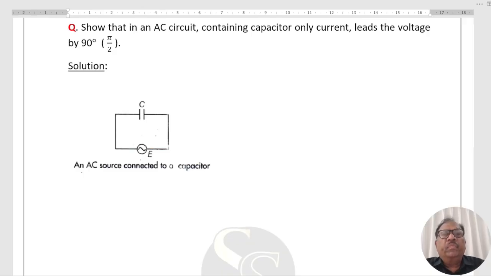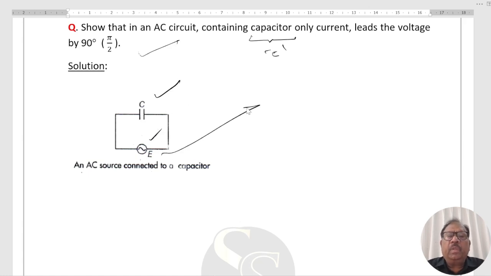Question is, show that in an AC circuit containing only a capacitor C, current leads the voltage by 90 degrees. This is the capacitor, this is the applied EMF source. The applied EMF equals E naught sin of omega t. This is the instantaneous value, this is the peak value, omega is the angular frequency.